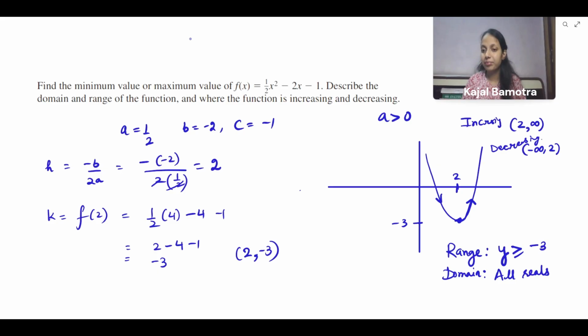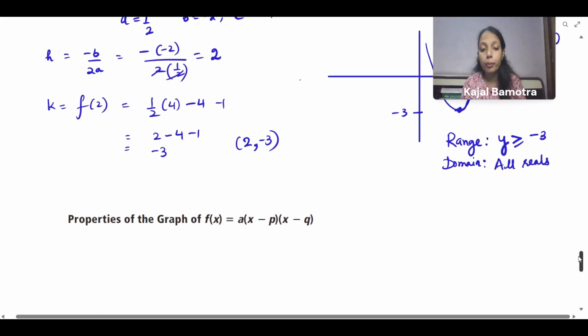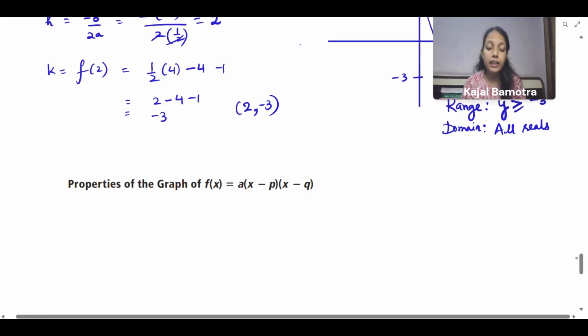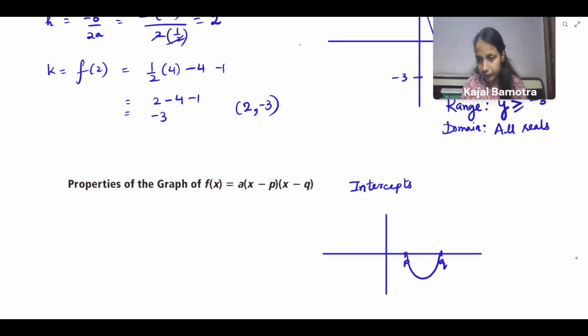Is it easy? Alright. So next, properties of the graph of this. This is known as the intercept form of a parabola. It's known as intercept form because we are provided with the two intercepts. The graph cuts the x-axis at point P and at point Q. The graph may be like this, it may be like this. I am considering this because we have to take general examples.